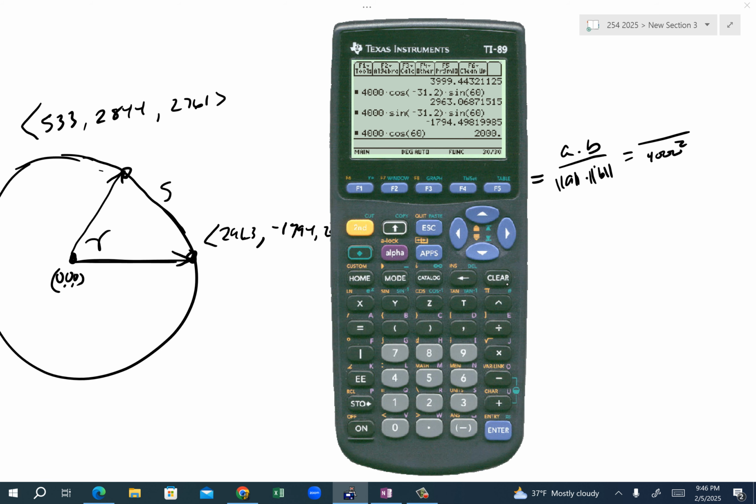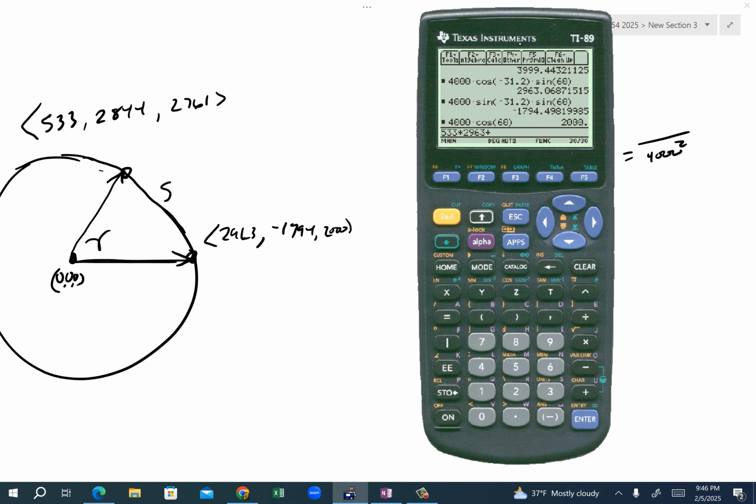Now, I could take the time to type them in. That seems like a lot of work. So I'm just going to go 533 times 2963 plus 2844 times negative 1794, I'm sorry, plus 2761 times 2000. Look at that, divided by 4,000 squared.